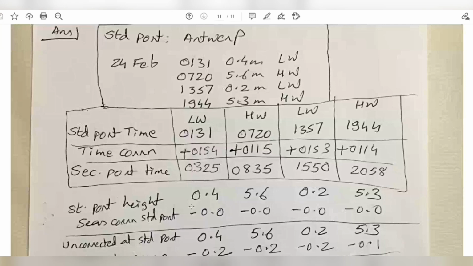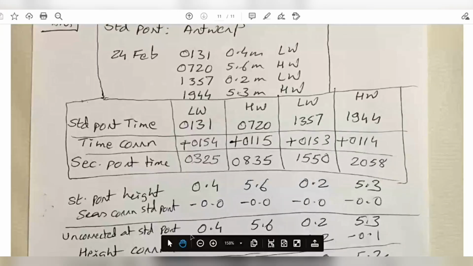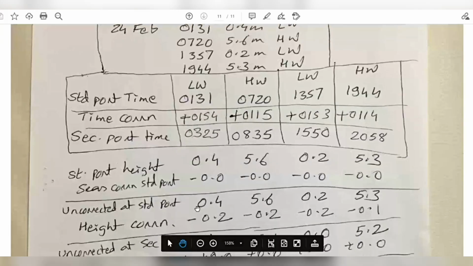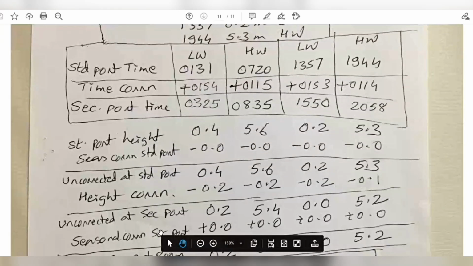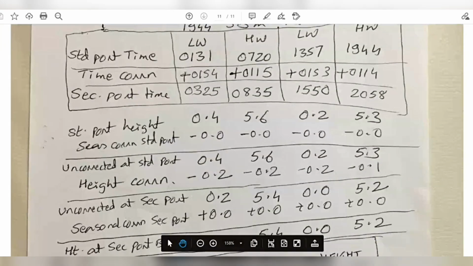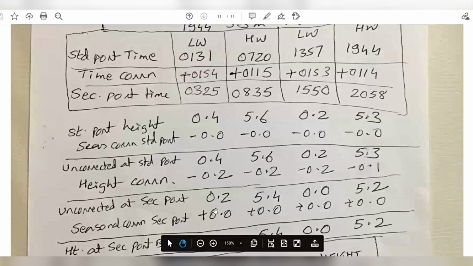So this seasonal correction, if you remove it from the standard port height, then you will get uncorrected at standard port, something like your factory price. So get uncorrected, then apply height correction, and you will get uncorrected at secondary port. Then apply seasonal correction. Add. Remember the Delhi tax was added. Mumbai price, remove Mumbai tax, factory price, then add Delhi tax.